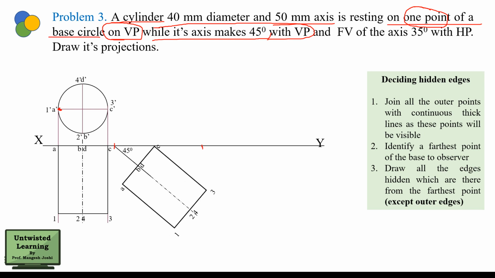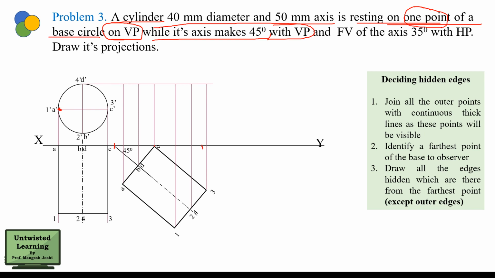This is 45 degrees. And then you have to redraw this rectangle so that you will get one point on the XY line, because it is mentioned that it is resting on one point. So you have to adjust accordingly so that this axis will be inclined at 45 degrees with one point on the XY line. Okay. Now all the points are transferred to get the front view.